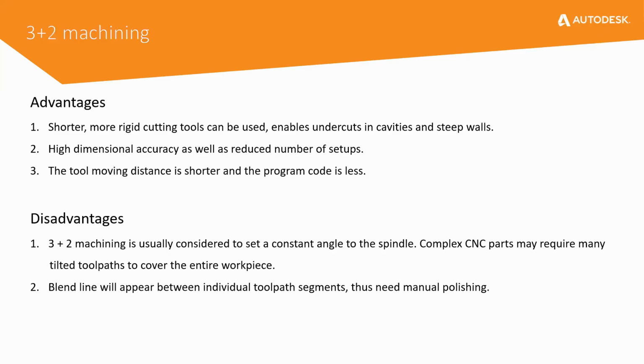Finally, let us discuss the advantages and disadvantages of both 3+2 and 5-axis continuous machining. As I said earlier in the presentation, in 3+2 machining, we can use shorter and rigid cutting tools, which enables faster feed rates. This leads to reduced cycle time, high dimensional accuracy, as well as a reduced number of setups. The tool moving distance is shorter, so the programming code is less.